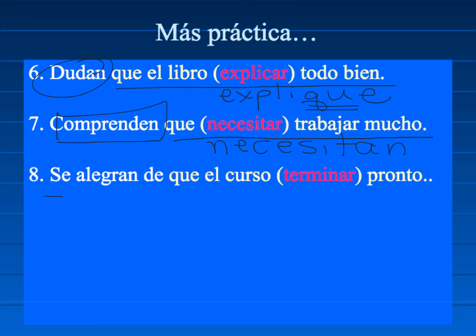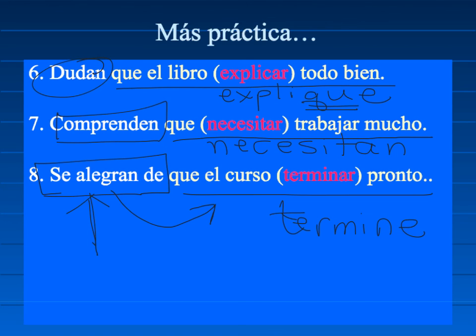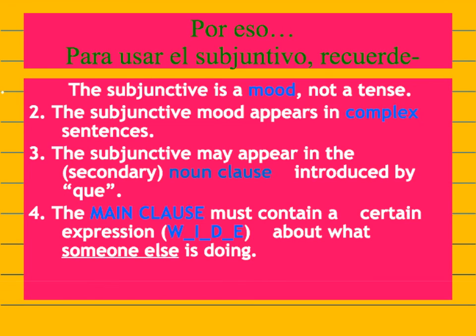Okay? The last one starts with emotion. So because I know this verb, alegrarse means to be happy, to be joyful. So they are happy. What are they happy about? That the course ends soon. Okay, that means it's emotion about what something else or someone else is doing, which happens to be the course. So I do need subjunctive. I will start with termino, cross off the O and use the opposite vowel. That's what it looks like.